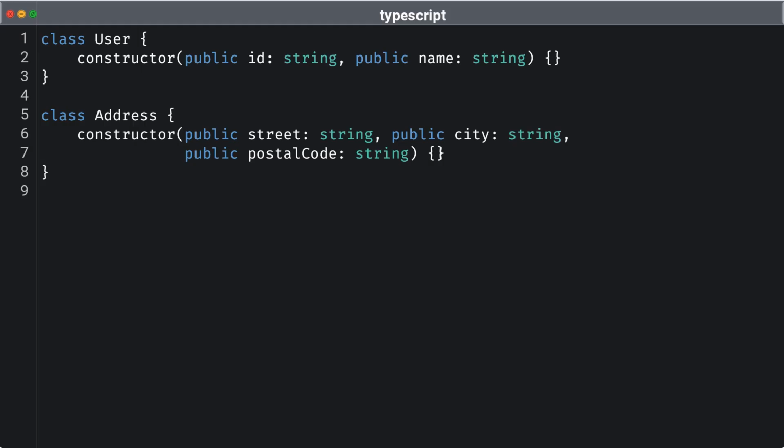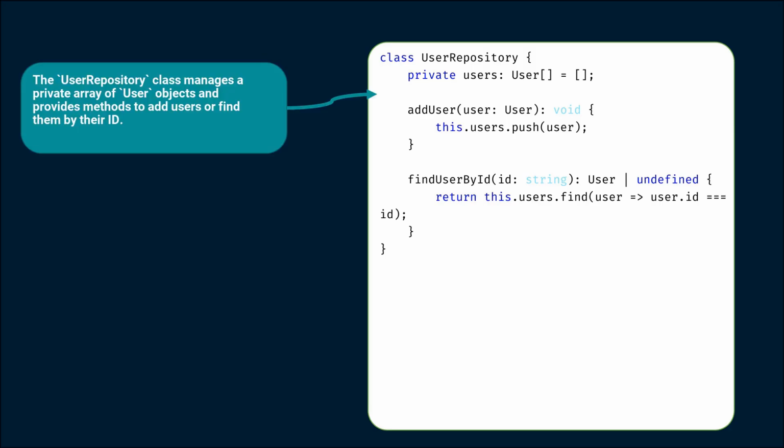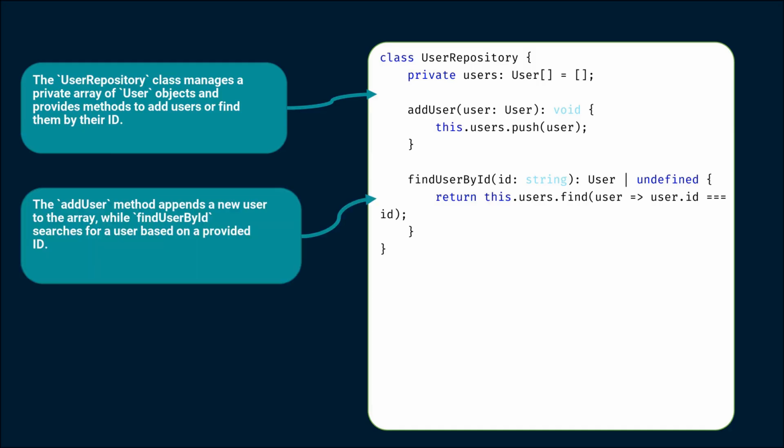Now let's take a look at the user repository class, which serves as an essential component in managing user data while adhering to the repository pattern in domain-driven design. This class encapsulates all operations related to user instances, providing a clean interface to interact with the data without exposing the underlying database logic.